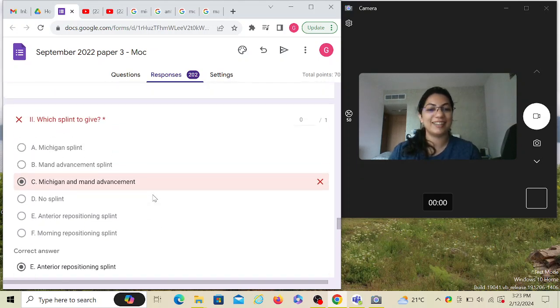Second sub question: which splint to give? Now you should be answering this question. Michigan splint. What is a Michigan splint? That image of teeth covered, all the teeth, the occlusal surface covered with the splint, should pop up in your head and it should lead you backwards towards bruxism. The question does mention that the patient is having bruxism, but what is the main problem? Clicking. So I'm going to go with the disc part, not the bruxism part at the moment.